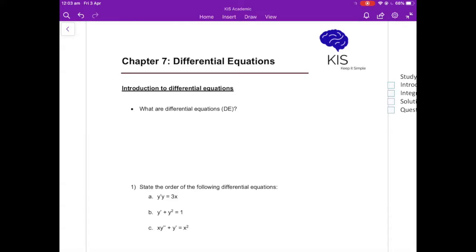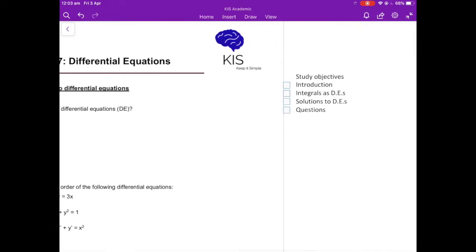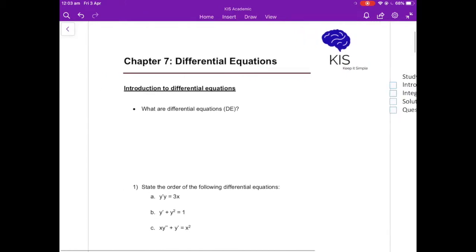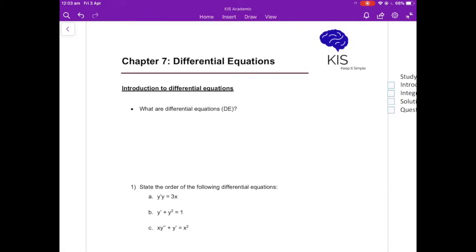Today we'll be studying Chapter 7, Differential Equations. Our study objectives for today would be an introduction to differential equations, looking at integrals as differential equations, finding solutions to differential equations, and we'll also go through some practice questions. So, first of all, what are differential equations?